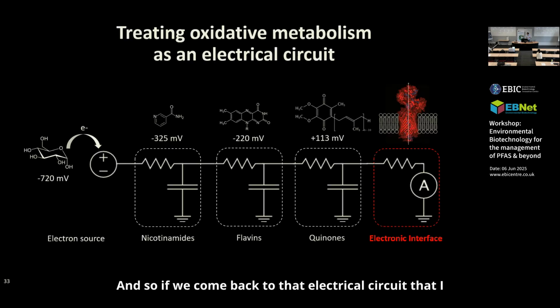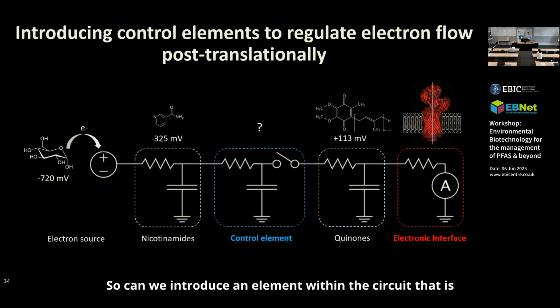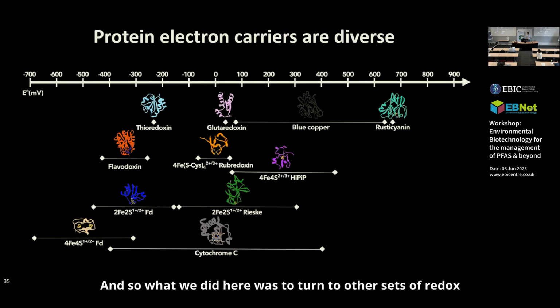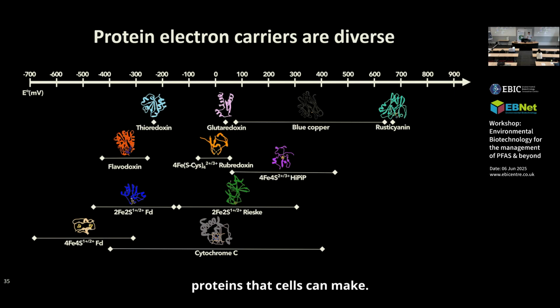And so if we come back to that electrical circuit that I was showing you at the beginning here, we have this nice electronic interface that works well for getting cells to produce current, but we need a way to actually control the current that flows through this particular system. So can we introduce an element within the circuit that is actually gateable and that can function like a switch to control the flow of electrons? And so what we did here was to turn to other sets of redox proteins that cells can make.